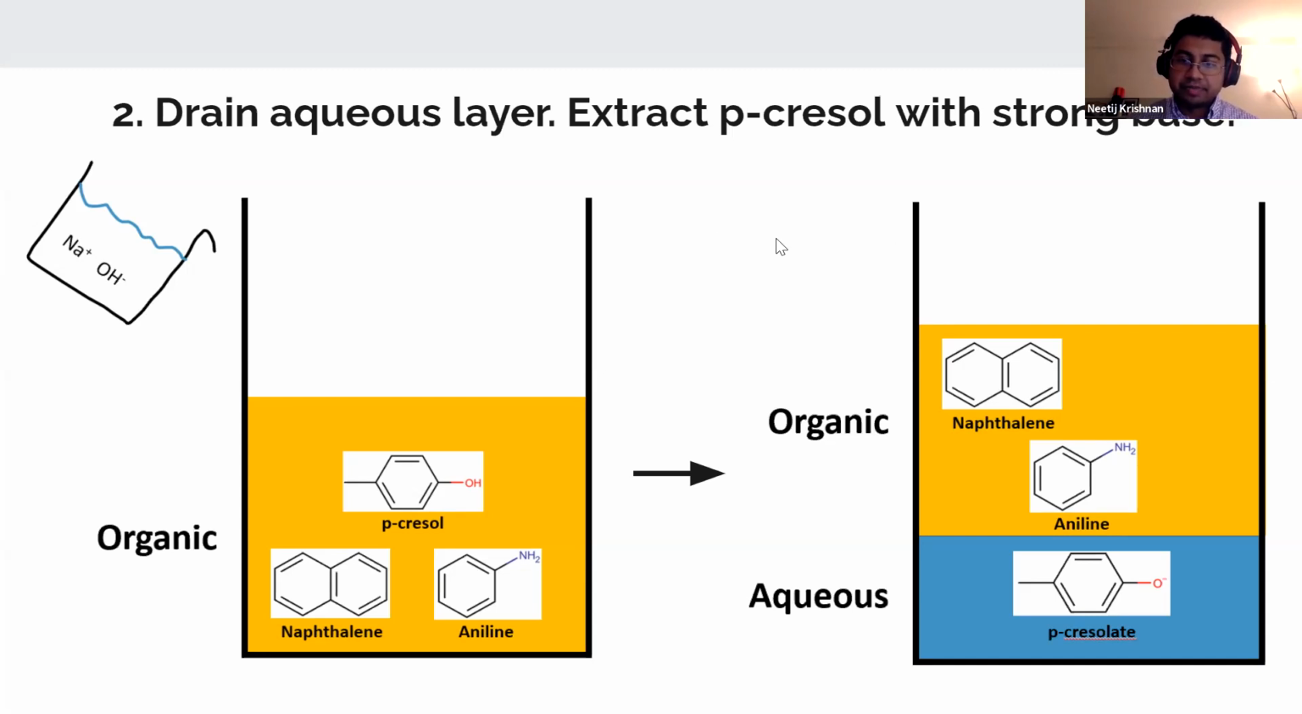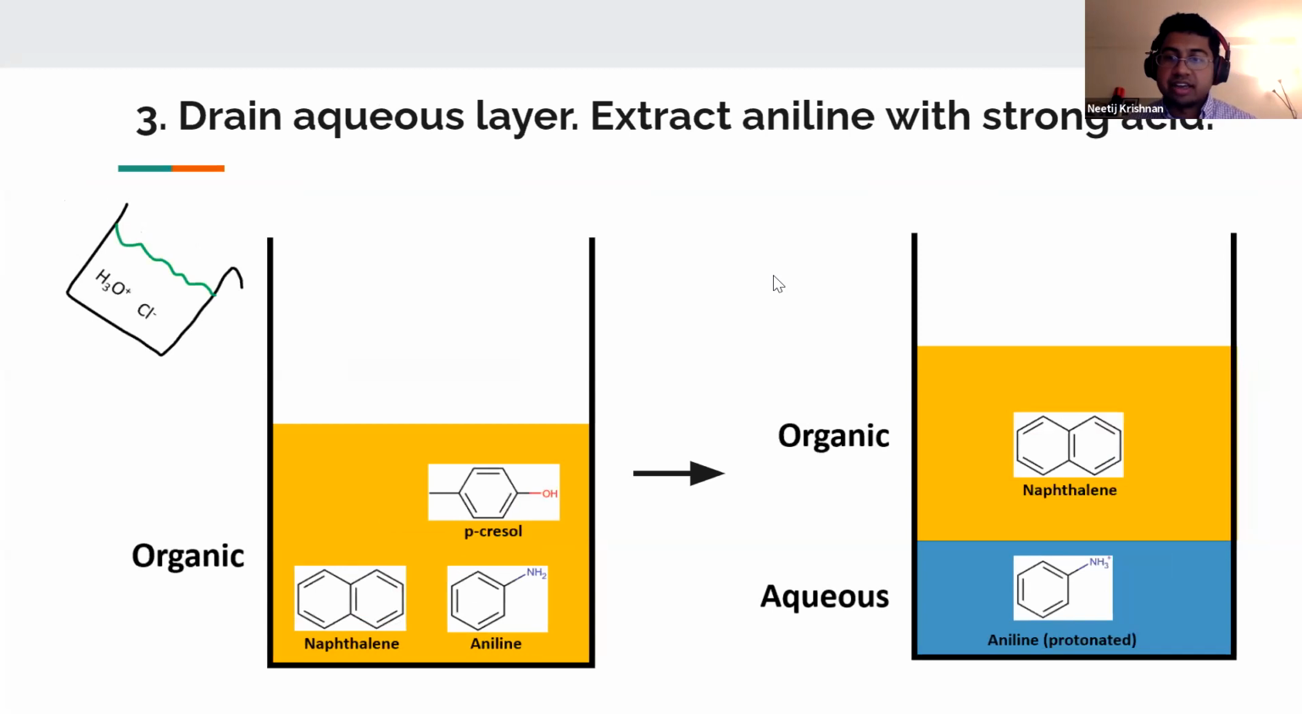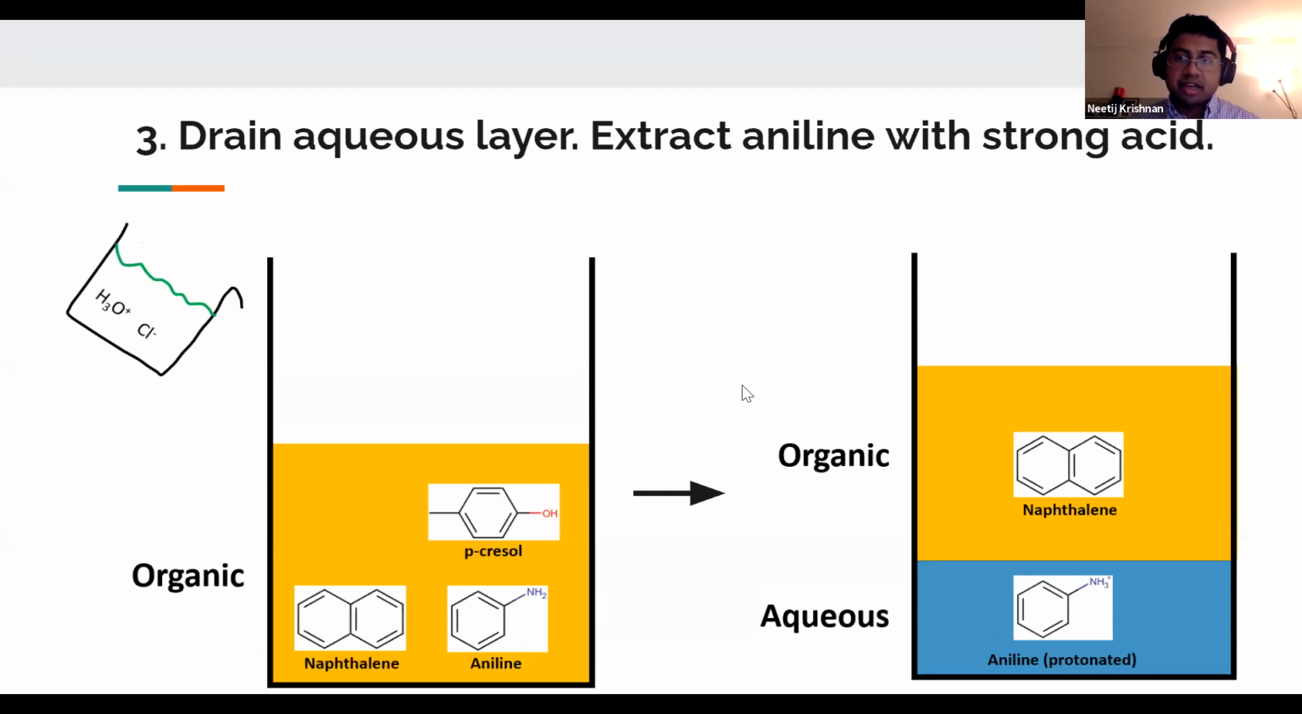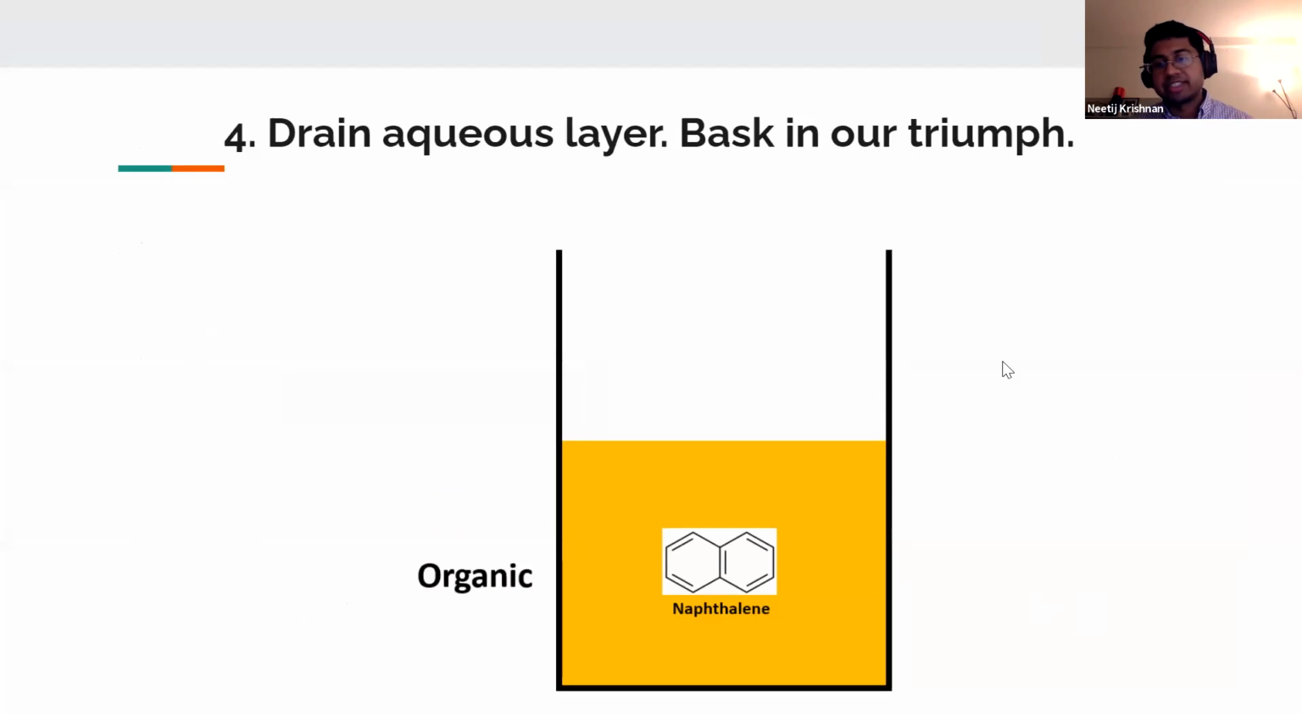The last thing we need to deal with is the aniline. Since aniline is a base, we can add a strong acid like HCl to protonate it. The diagram is slightly incorrect, so the P-cresol is gone. Ignore it; it's not there. All we have is the naphthalene and the aniline. So we protonate the aniline, it is positively charged, and it moves to the aqueous layer. We drain that out, and now we have a pure organic layer with just naphthalene. So are there any questions about that demo and how we went about it step by step?